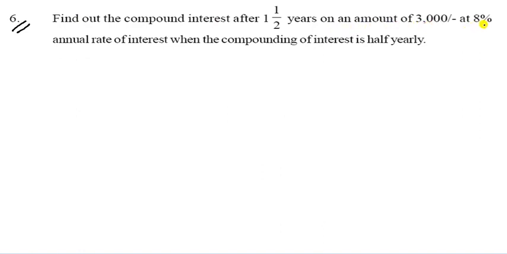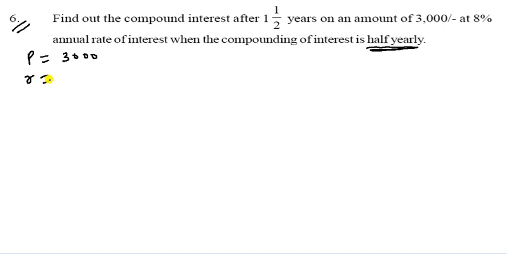Question number 6. Find out the compound interest after 1.5 years on an amount of 3000 at the rate of 8% annual rate of interest when the compounding of interest is half yearly. So it is the most important thing: half yearly.